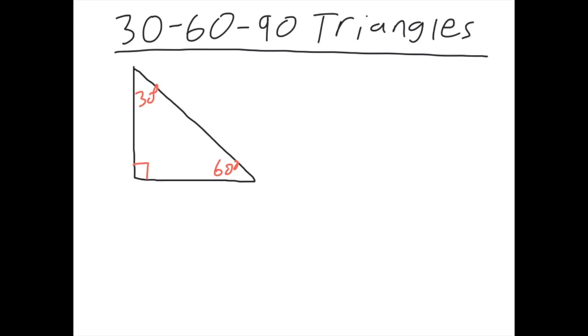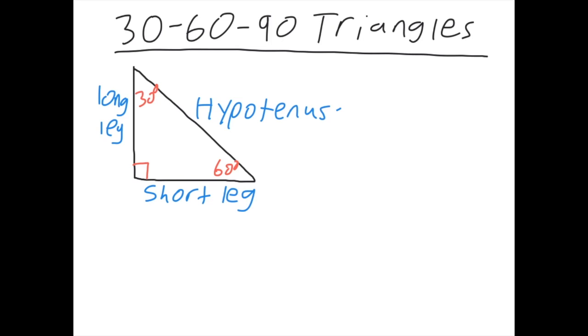And so we've got 3 parts of the right triangle. We have the short leg, we have the long leg, and we have the hypotenuse. So remember, the 2 legs are the ones that are touching the right angle, and the hypotenuse is the one across from the right angle.